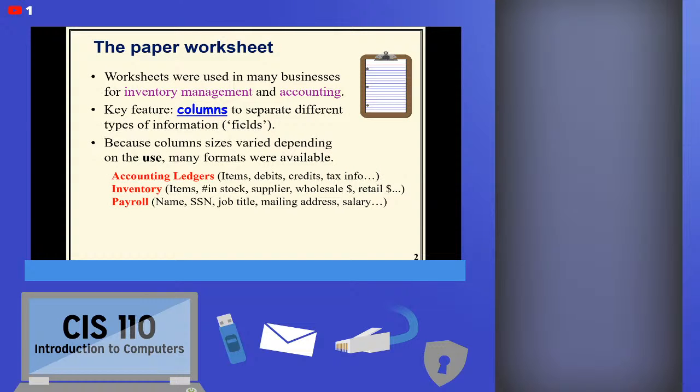So to really start understanding the idea of the spreadsheet, we've got to go back in time a little bit. All the way back to before the personal computer was in everybody's households. All the way back to when the most common way of doing things like inventory management and accounting in business was on paper. On a paper worksheet.